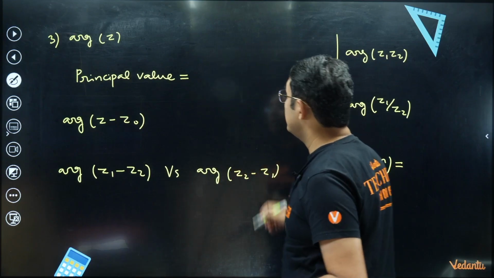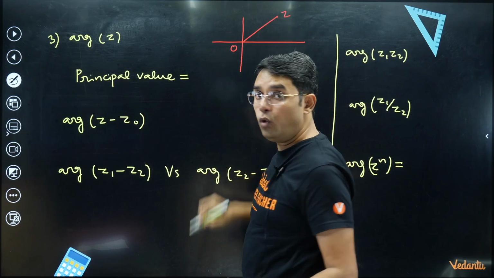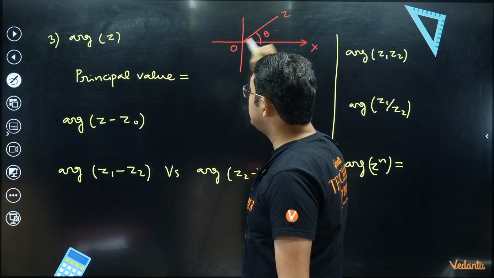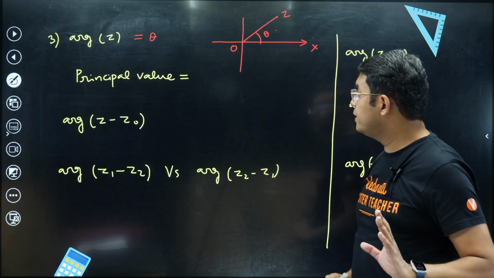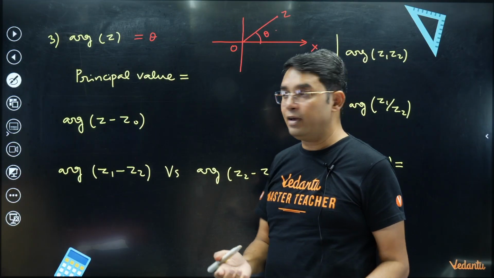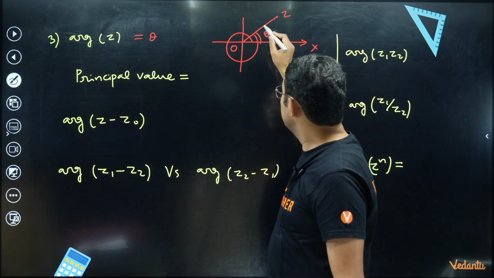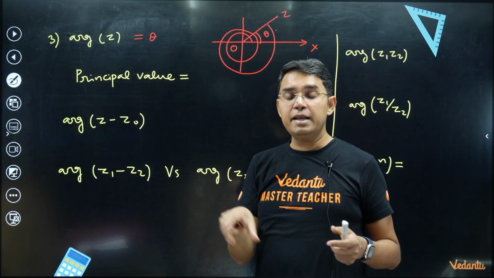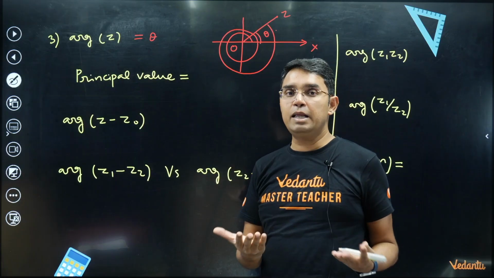When we say argument, dear student, you must know for any complex number Z, if you join it with origin O, then the angle with the positive x-axis, this angle theta, is called the argument for any complex number Z on the Argand plane. Before the principal value, let me tell you, theta can have infinitely many values, because the same angle theta can be said to be 2 pi plus theta, can be called 4 pi plus theta, and so on. You can keep adding 2 pi to it and you will get the same argument. That means argument can have multiple values.